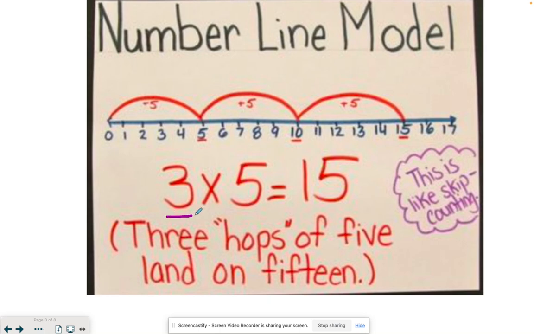So the 3 tells us how many times we are going to move. We can do this one of two ways. We can either skip count by 3s 5 times, or we can skip count by 5s 3 times. We used our number line where we were skip counting our 5s 3 different times that we hopped. So if we count by 5s with skip counting, we get 5, 10, 15. So our answer of 3 times 5 is 15.